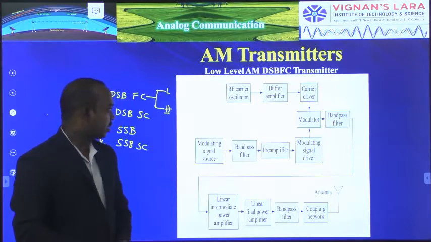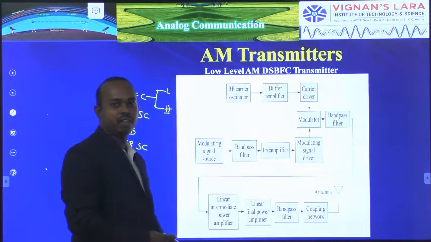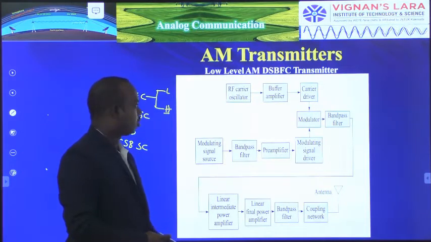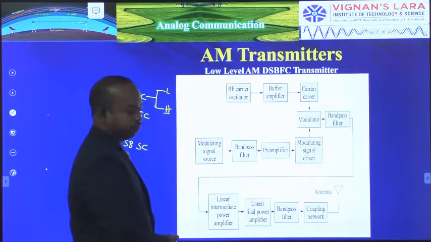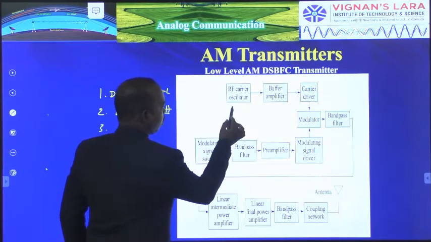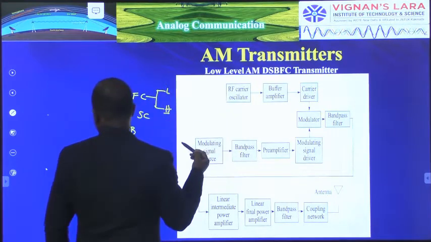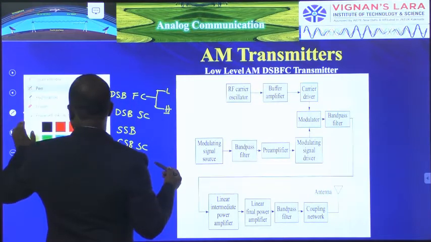First, let us see what building blocks we have in the block diagram. For carrier generation, we use an RF oscillator.